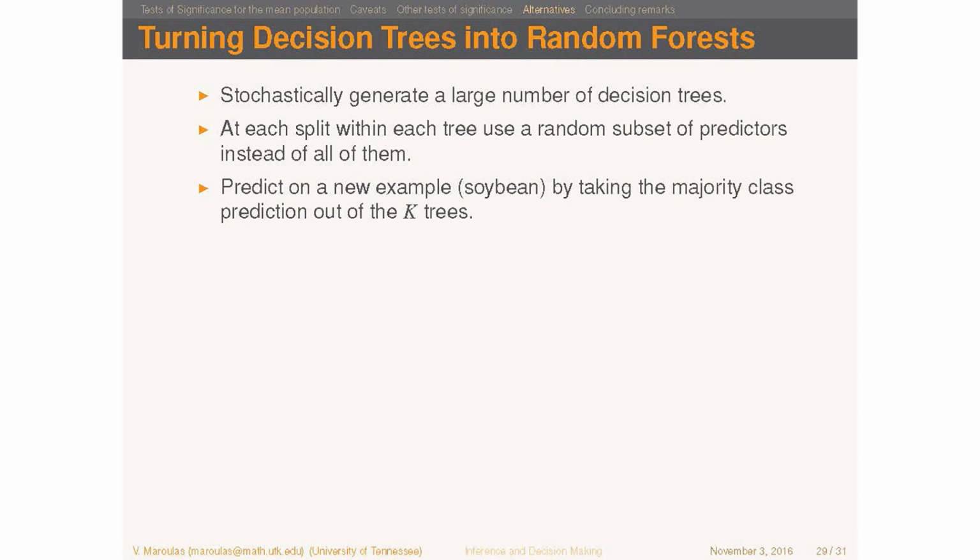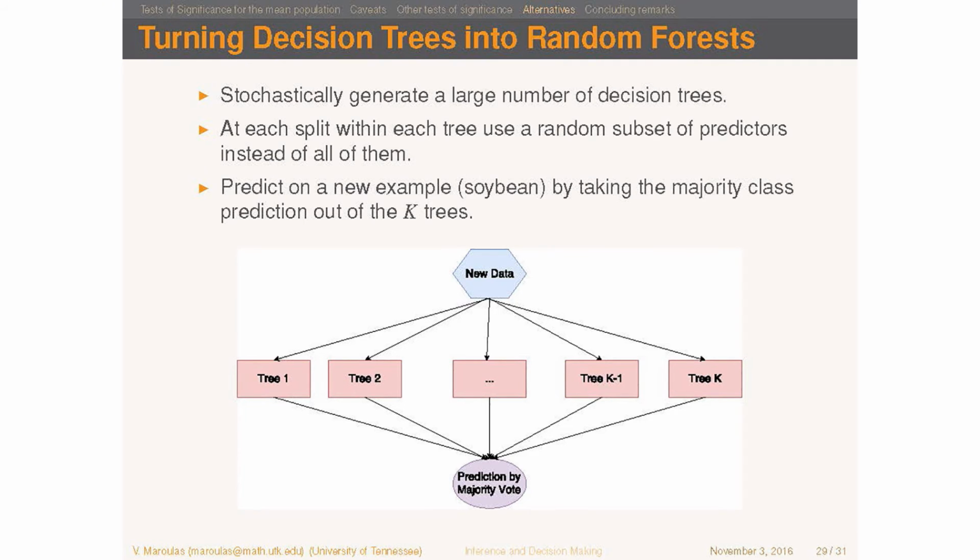You can actually make what we call random forests. You do not base your decision on just one tree, but you put lots of trees together in a certain way, and then you create the so-called random forest. So how do you do this? At each split within each tree, you use a random subset of predictors instead of all of them. Instead of all 35, with equal probability, you just pick a few, and then you create a tree. And then you do K trees, multiple trees, 100 trees. Then you predict a new example, which is the soybean, by taking the majority class prediction out of all these 100 different trees.